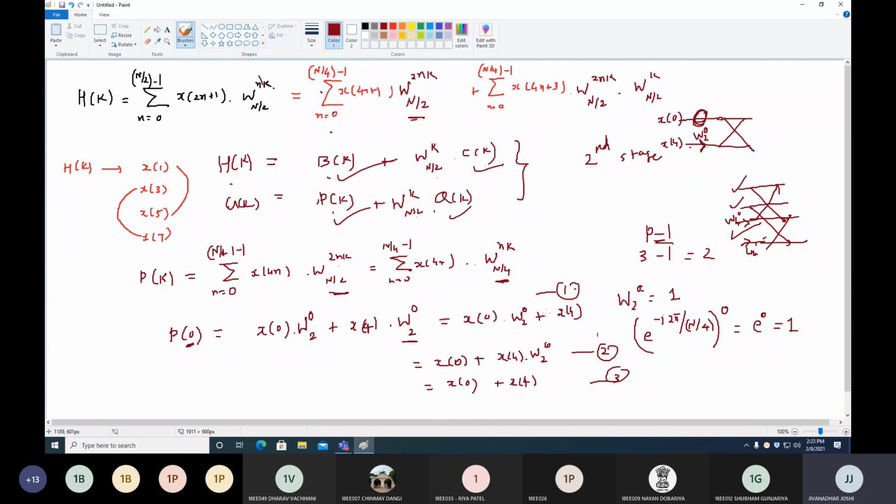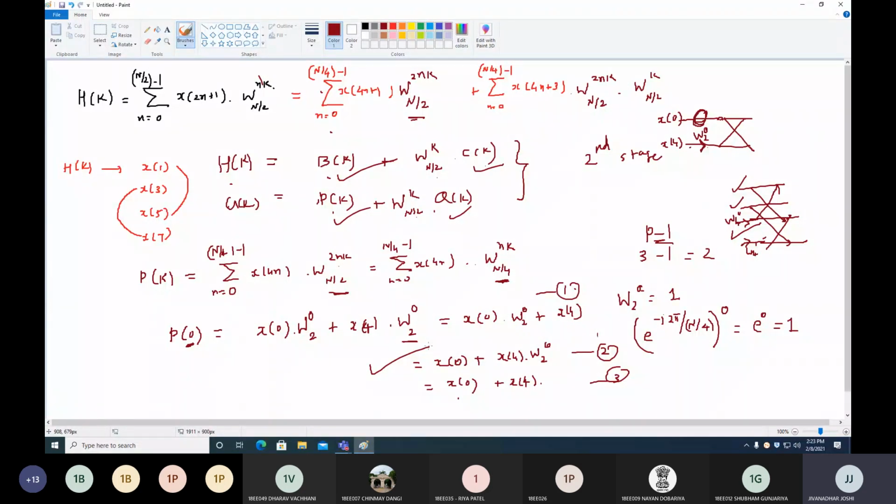So my equation becomes x of 0 plus x of 4 into W2 raised to 0. That is this second form. Do you agree with me? Say yes or no. Yes, sir. Right? Otherwise, all of these three equations are going to give you the same result.